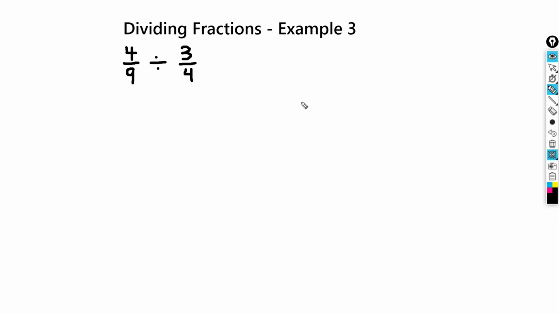All right, this will be the last example for this video. We're going to divide the fraction 4/9 by the fraction 3/4. We're going to take 3/4 here, flip that, and make this a multiplication problem. So we're going to do 4/9 times 4/3. And if we look, we really cannot simplify any of these. They don't have any other common factor outside of 1. So we're just going to multiply across.